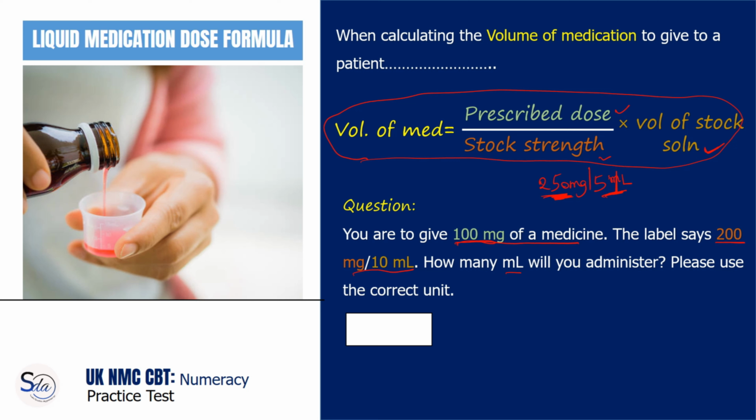Now, the first thing I advise you do is that you should be able to pick up the right numbers and match them up with the parameters in the formula. What do I mean by this? Let me show you. Let's pick up the prescribed dose as it is in the question. So it says you have to give 100 milligram of a medication. The 100 milligram here translates into the prescribed dose. That is how much the doctor wants you to give. Let's pop that on here. 100 mg.